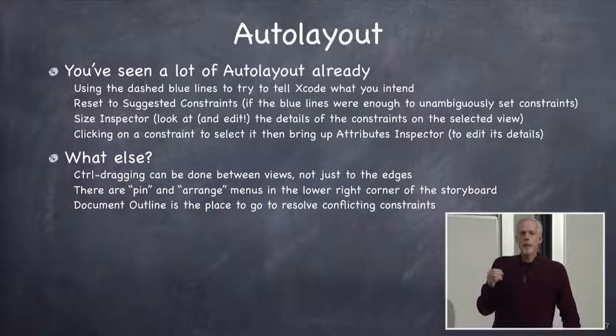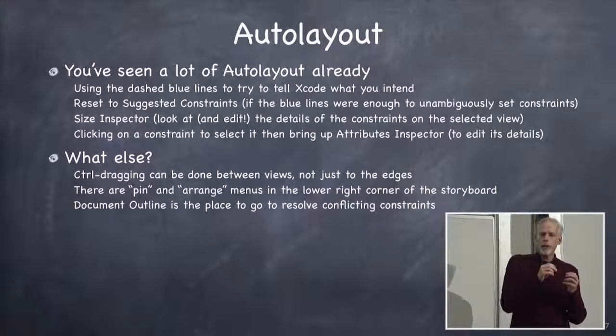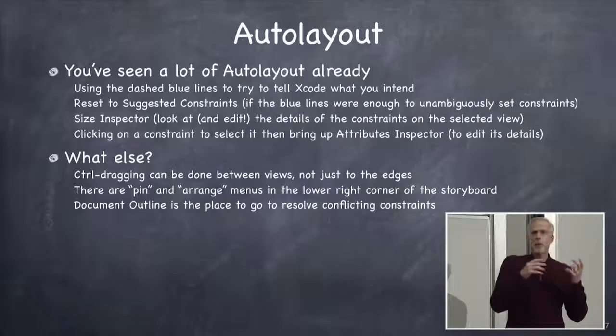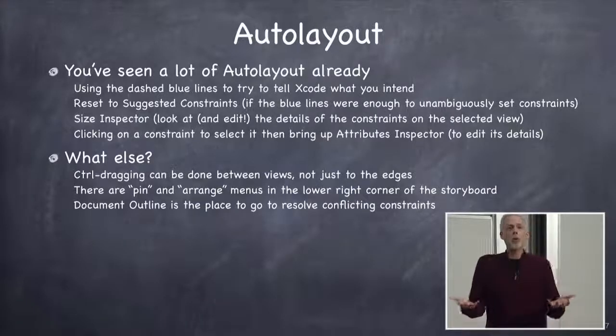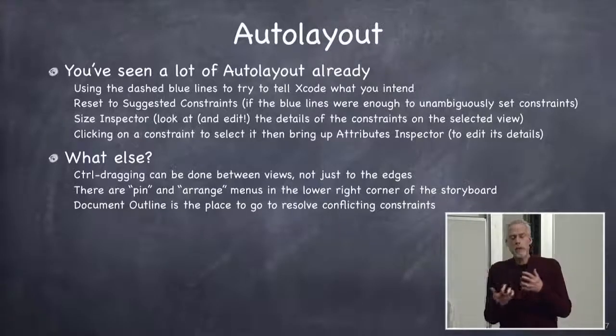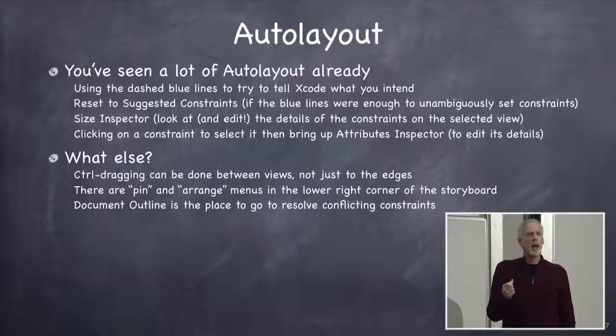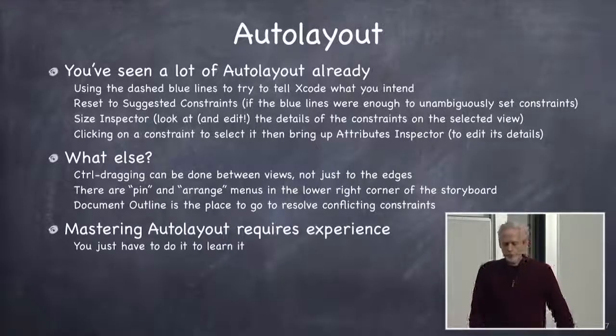Okay, now the document outline we showed briefly, and I'll show it again today, is really the go-to place to resolve problems with constraints. Both constraints that are insufficient, in other words, you haven't put enough constraints on a view for Xcode or iOS to know where the thing goes, or constraints that conflict. Maybe you put two constraints on views that are pulling against each other and iOS doesn't know what to do. So the document outline is the place that we go to resolve all that stuff, and we'll see that in the demo today.